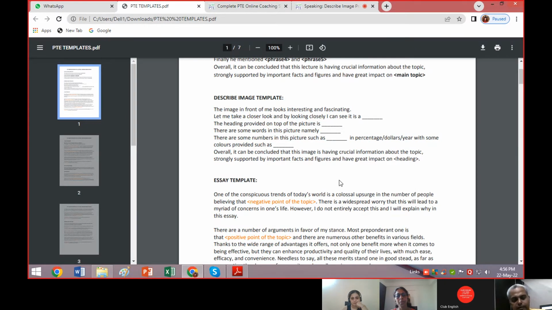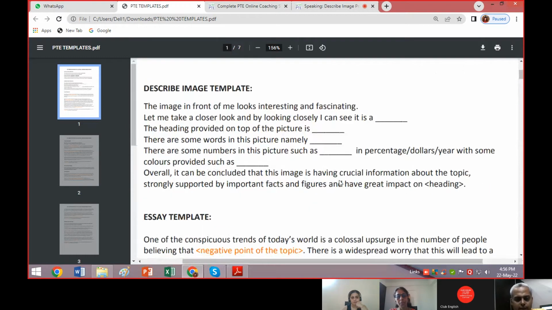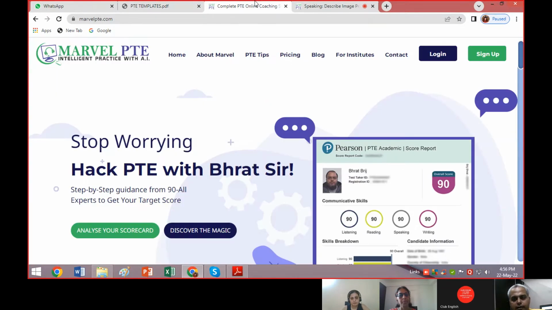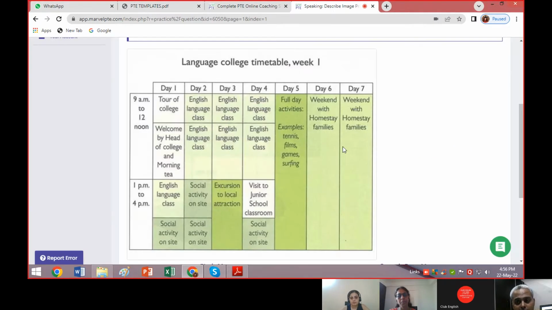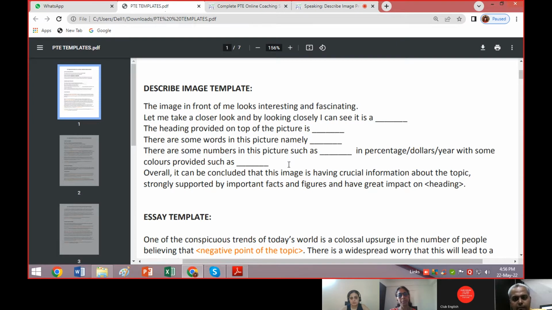You can see the template says that, can you see it properly? Yes, sir. So how we'll be speaking here: the image in front of me looks interesting and fascinating. Okay, let me take a closer look, and by looking closely, I can see it is a bar graph or it is a table. For example, it is a table in which there are various days, 1 to 7, and various timings, 9 a.m. to 12 p.m. and then 1 p.m. to 4 p.m.